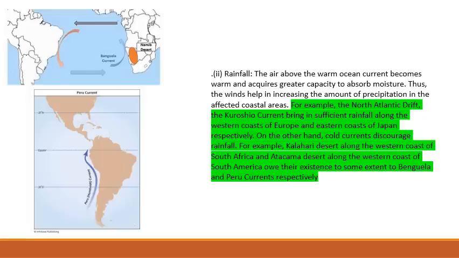So, in this map, if you see, in South Africa, the Namib Desert, its shores are washed by the cold Benguela current. Similarly, the Atacama Desert in South America owes its existence to some extent to the cold Peru current. So children, the Kalahari Desert is partly because of the cold Benguela current, and the Atacama Desert is because of the cold Peru current, which is also referred to as the Humboldt current. So the cold ocean currents discourage rainfall and result in aridity or dryness in an area.